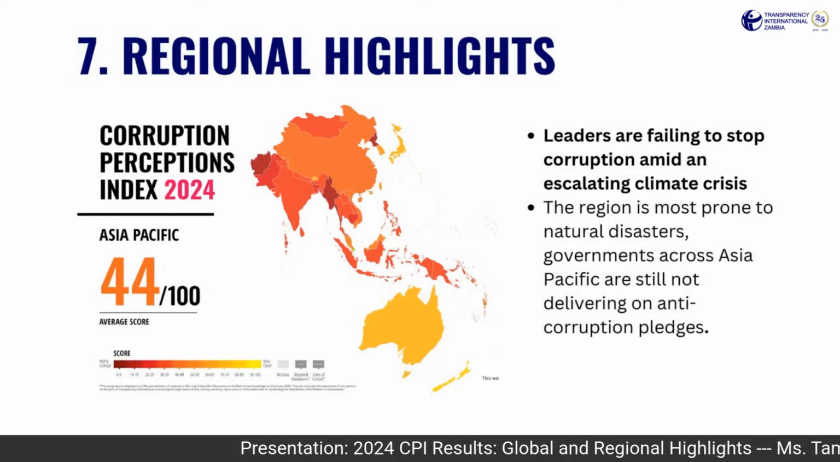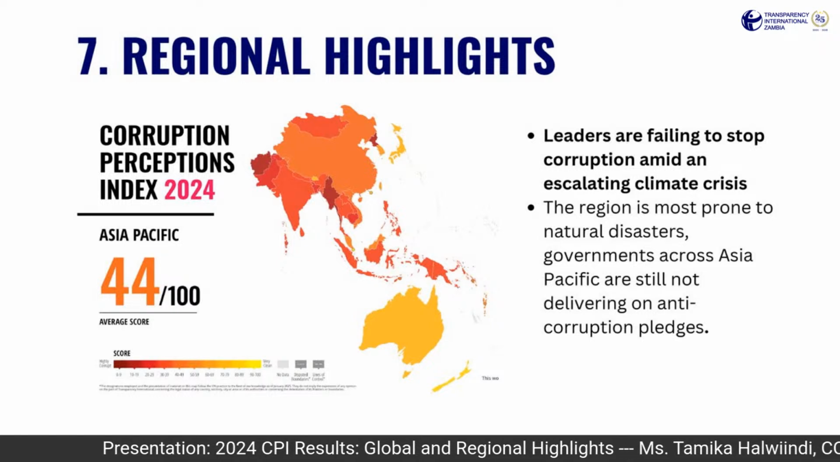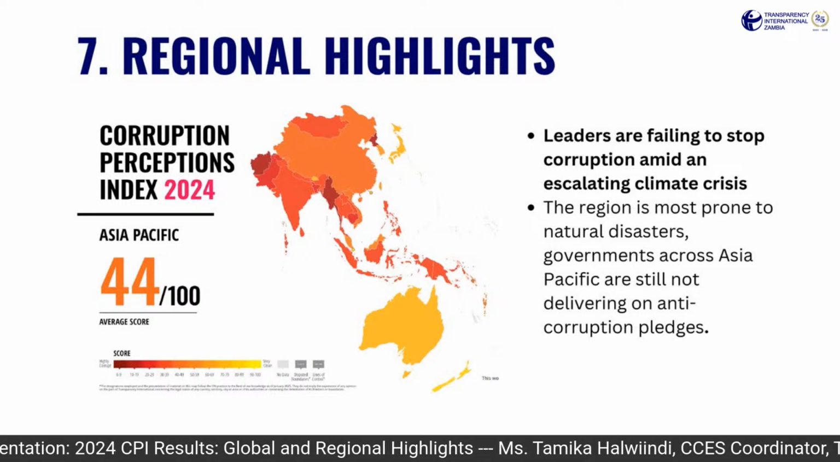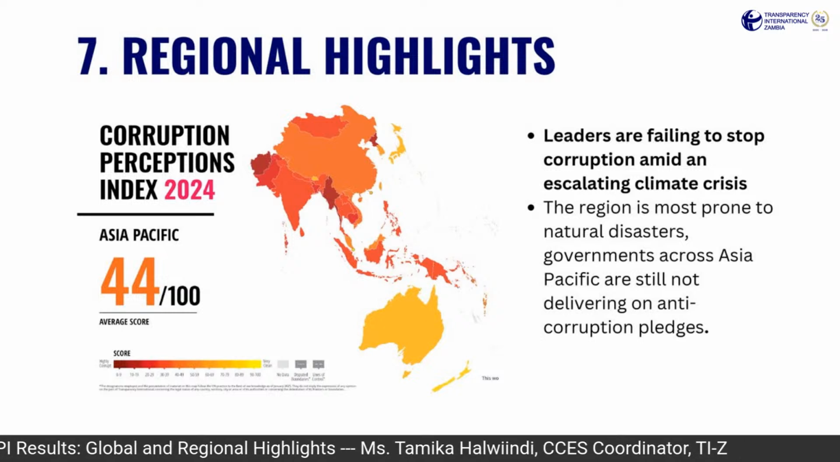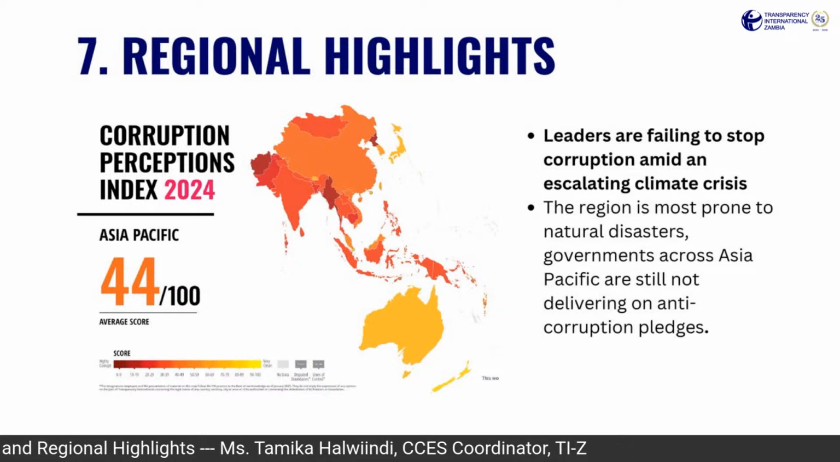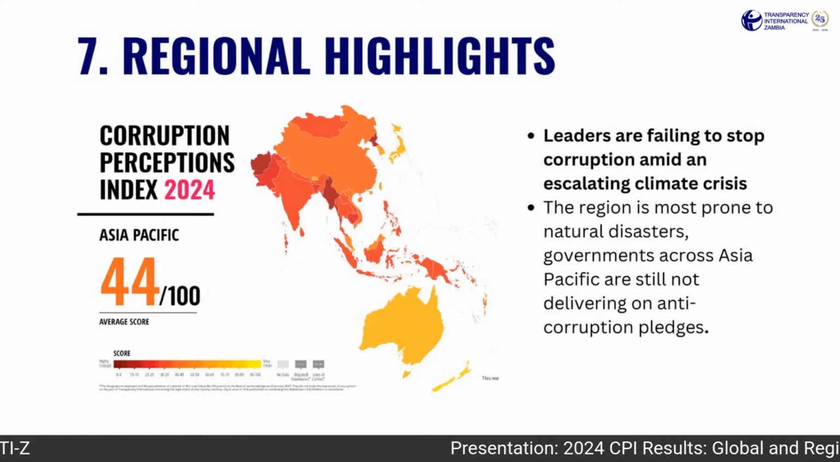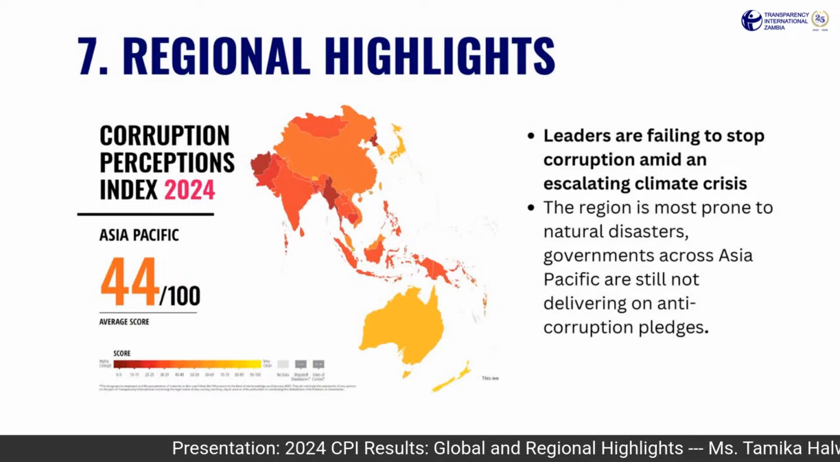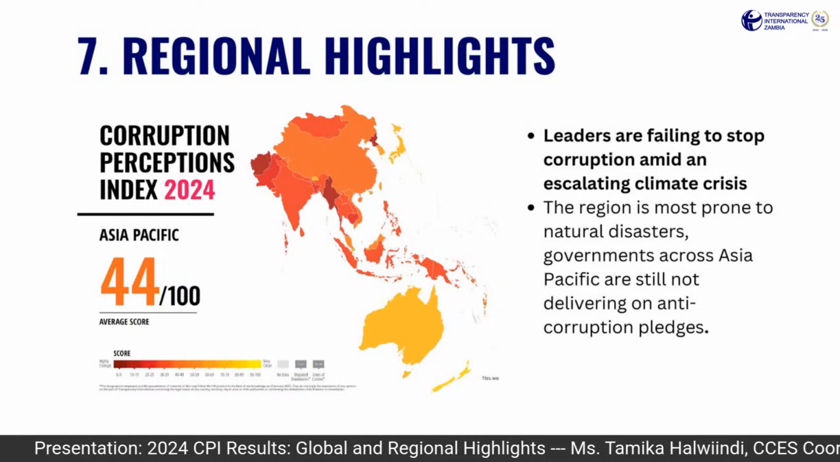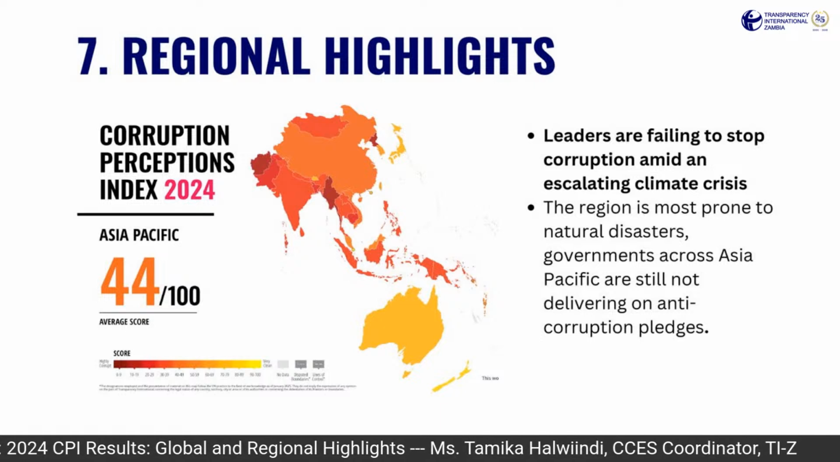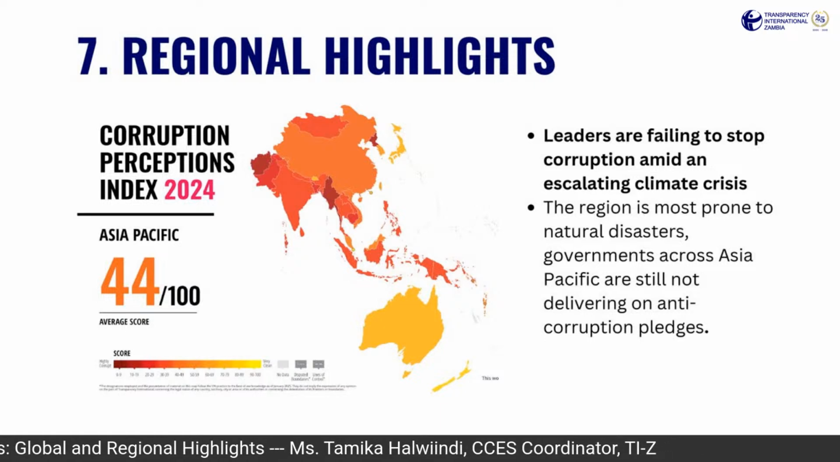The next region is Asia Pacific, with a regional score of 44 out of 100. And this region is prone to natural disasters, but the analysis from the report shows that leaders are failing to stop corruption amidst the escalating climate crisis. And so here we see how corruption can interface with climate change issues and challenges.